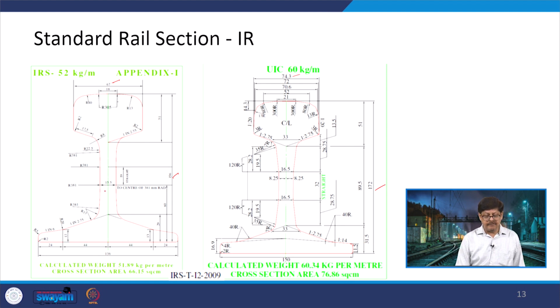The thickness of the web is 15.5 or 16.5. So, more thickening is provided in the case of 60 kg per meter. The base is 136 in the case of 52 kg per meter, whereas it is 150 in the case of 60 kg per meter. It means more stability has been provided here. So, there is more material which has been put in the UIC 60 kg per meter section as compared to the 52 kg per meter section.